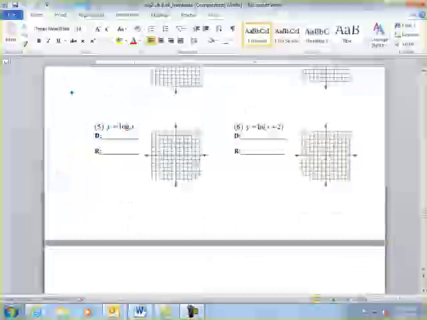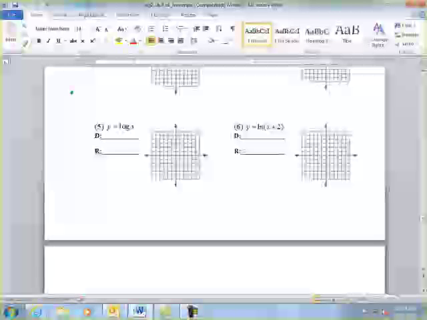To graph a logarithm, we're going to change it into an exponential. So our first step is going to be to rewrite this as an exponential. What is the base in number 5? 10. Remember, if there's no base written, the little invisible base is 10. So when I rewrite this as an exponential, what will that equation be? 10 to the y equals x.